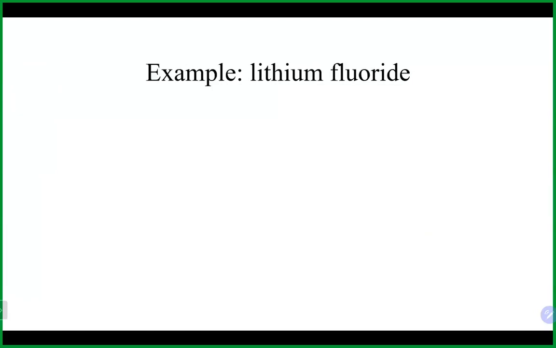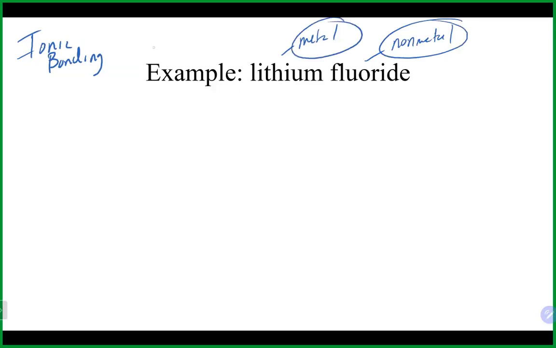So let's take a look first at ionic bonding, and lithium fluoride is an example of that. By the way, I do know this is ionic because lithium is a metal and fluoride, which is fluorine, is a nonmetal. And pretty much that combination always results in an ionic bond being formed. That means we are going to have a transfer of an electron from our lithium, in this case, to our fluorine.